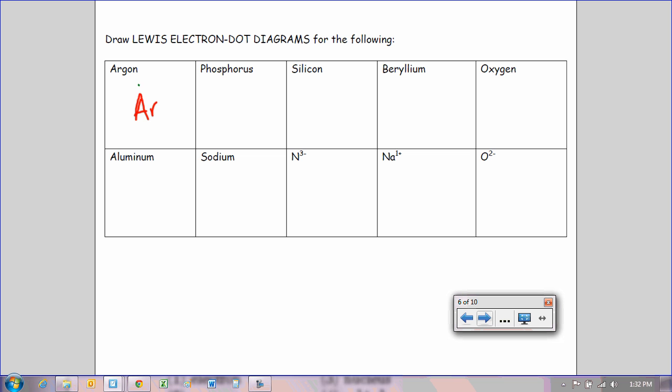So what I will do is I will draw in the first 2, like a pair, and then I'll deal the other 6 out, one at a time, until I have filled up with 8. Done. Okay. Let's do aluminum next.